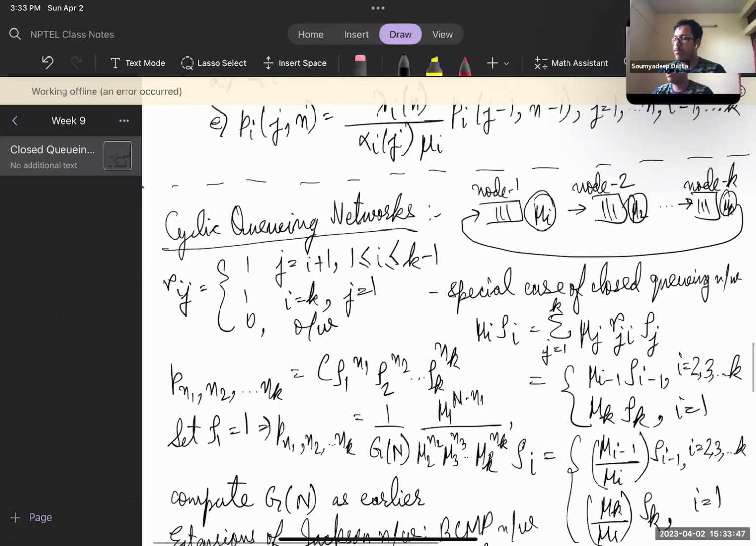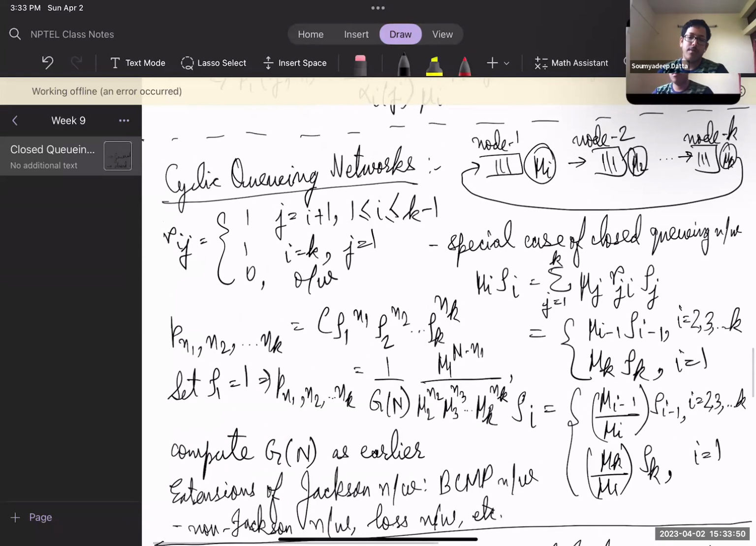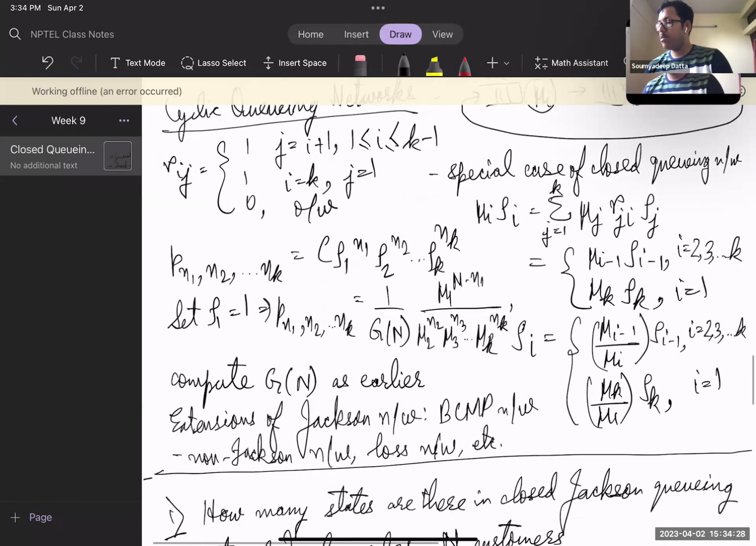And so that's what we were discussing, right? It's like queues in tandem, one after the other, and then the last queue feeds into the first queue. So it's all a cycle, and that's why the routing matrix always goes to the next queue for all of the nodes 1 to k minus 1, and for the kth node you just route it back to the first node. This is actually pretty easy to solve, and we can do some good problems on cyclic queuing networks, which are easier to solve.